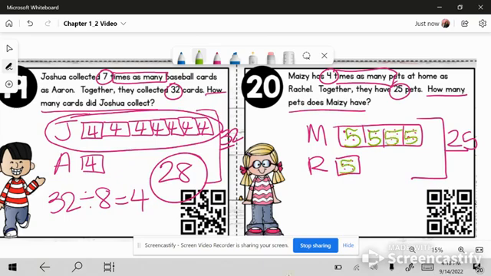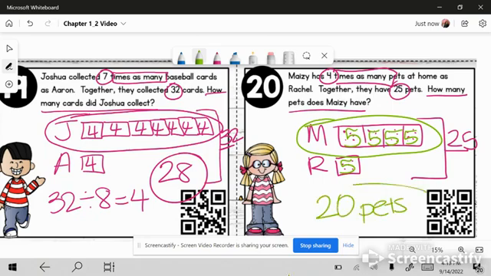And our question was, how many pets does Maisie have? So we're going to circle Maisie. And we're going to count those: 5, 10, 15, and 20. And Maisie has 20 pets.